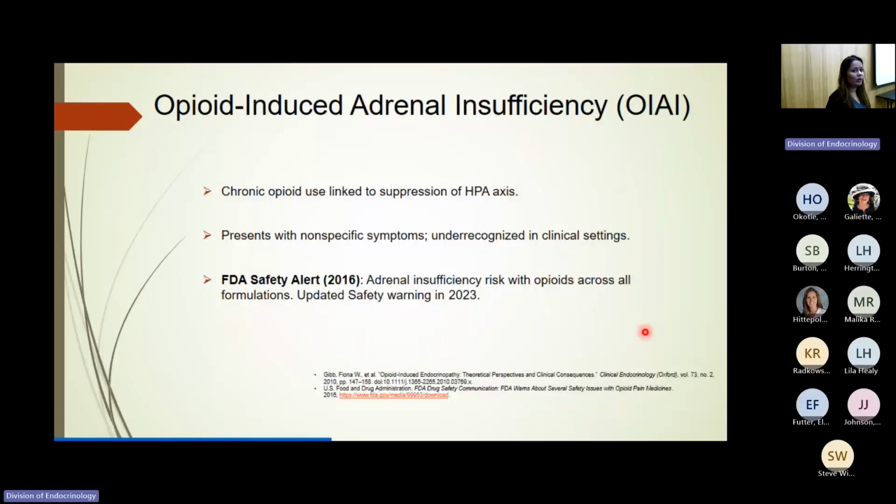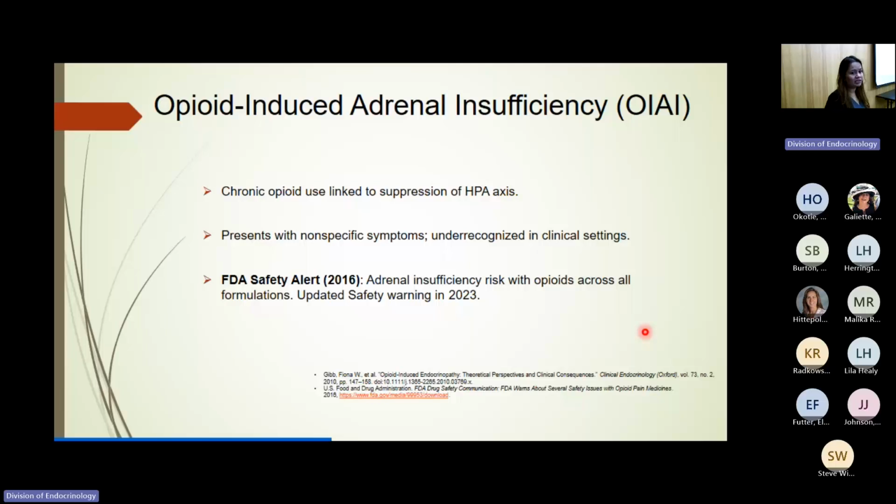It's just how opioids generally are linked to it, and what is the FDA status on that. So initially, when Suboxone was introduced, there was no safety net to that. There were no adverse effects mentioned. But in 2016, the FDA posted a safety alert linking adrenal insufficiency to the risk with opioid prescriptions all over. That also included Suboxone in it.